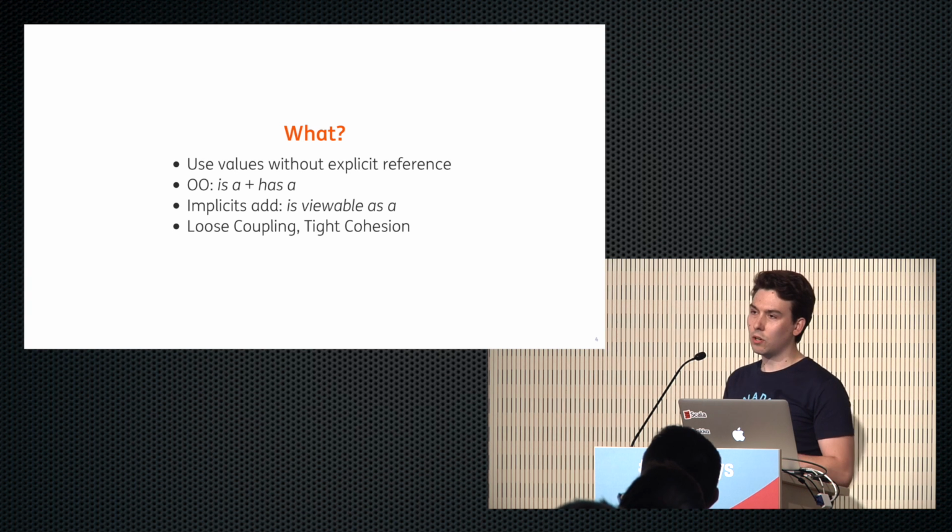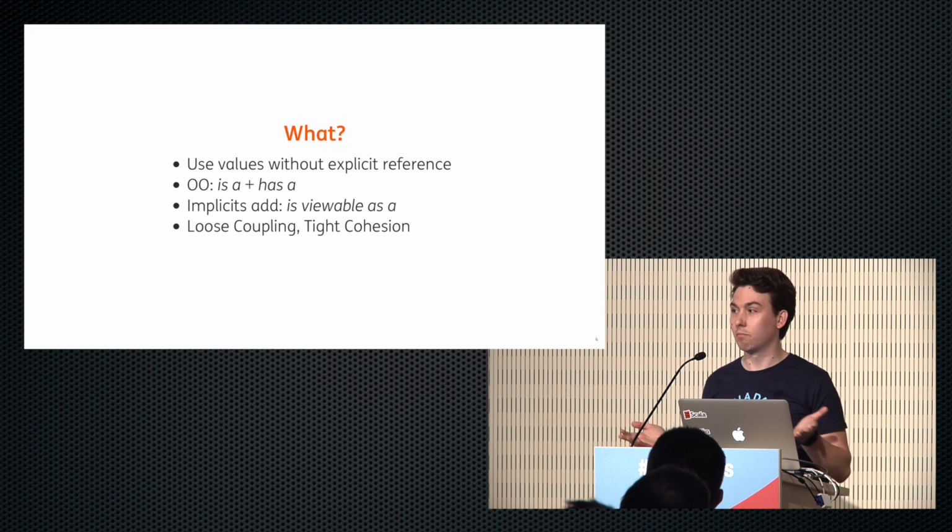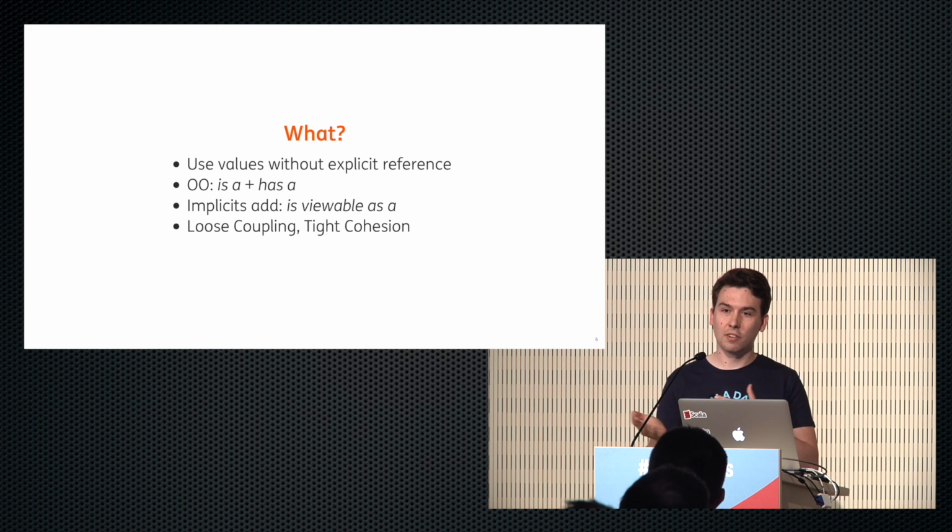So if we look at OO, you have the is-a and has-a relation. For example, a cow is an animal, and an animal has a name. That's more of the member operation. And implicits add something on top of this: is viewable as a. You can imagine that, for example, you can look at a cow as something you can hang your coat on. This is a really different view that is separate from what the cow was originally created for.